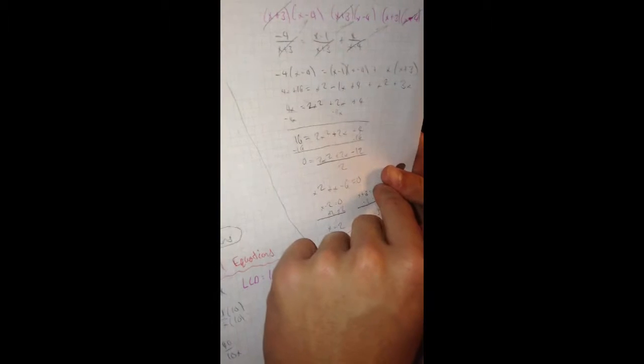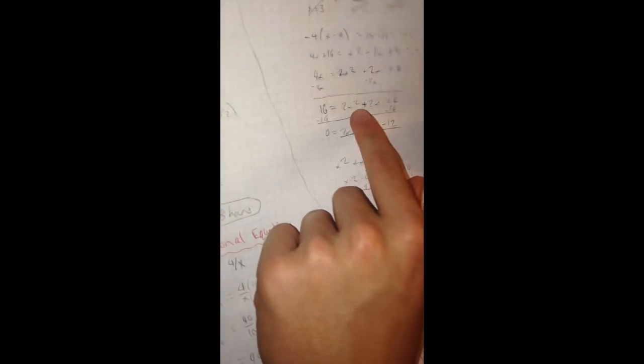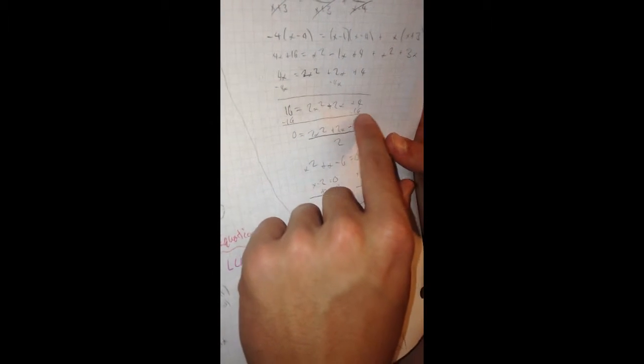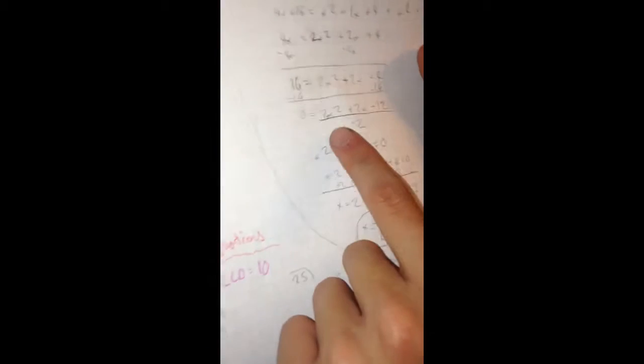You're just going to subtract 4x from both sides, combining it with its like term, 2x. And you do the same thing with 16. After this you get 2x squared plus 2x plus 4. Subtract 16 from everything. This is the zero product property. So then you get 2x squared plus 2x minus 12 over 2.